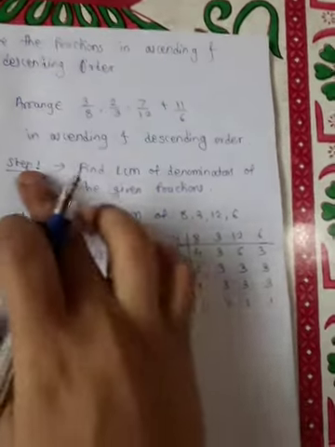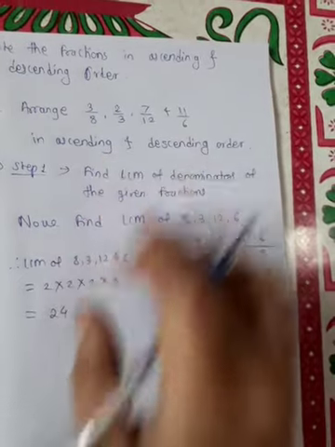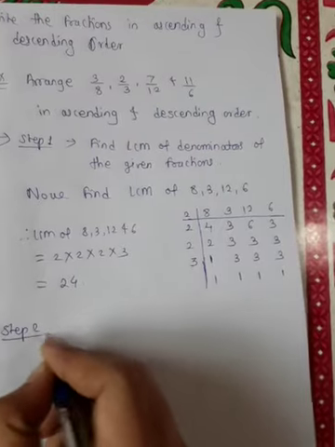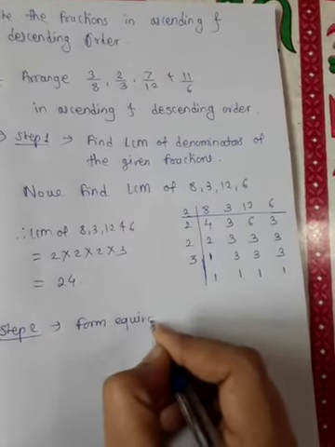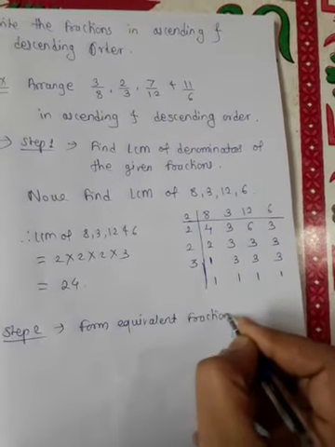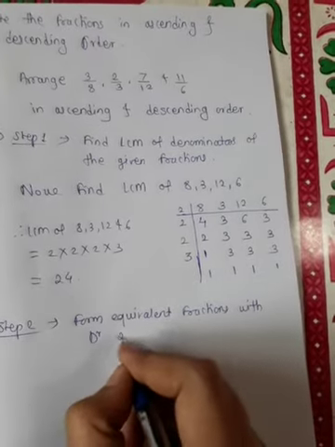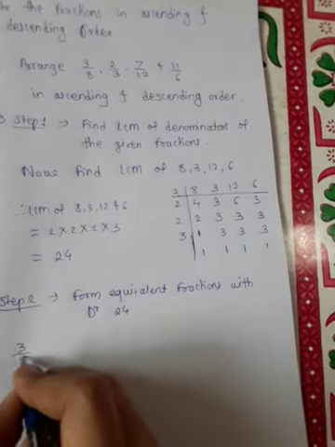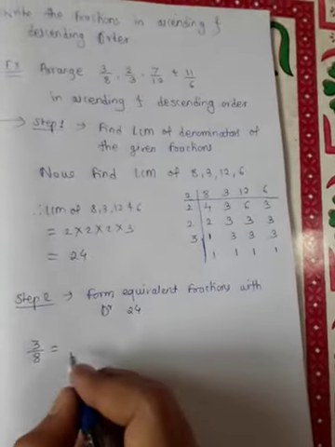So here what is our first step? First step is find LCM of denominators. So LCM of denominators is 24. Now second step is what? Form equivalent fractions with denominator 24. So here first fraction is 3 by 8. Here we have to find its equivalent fraction with denominator 24.